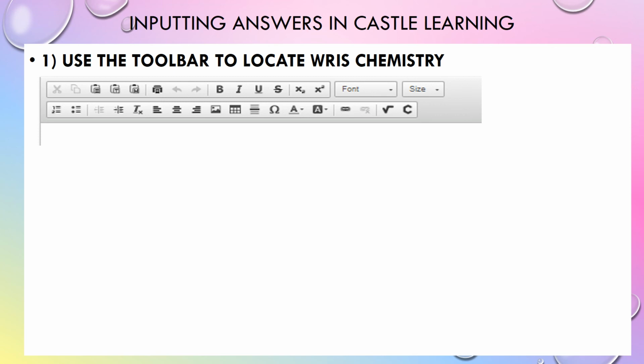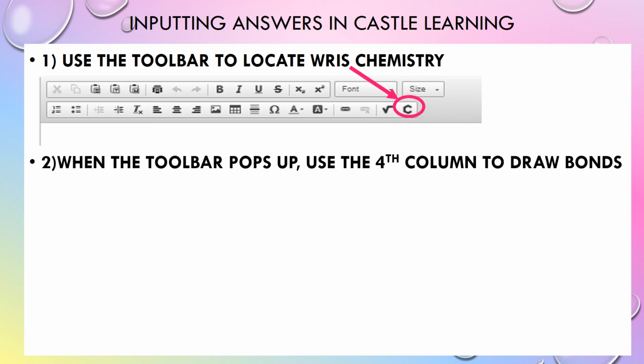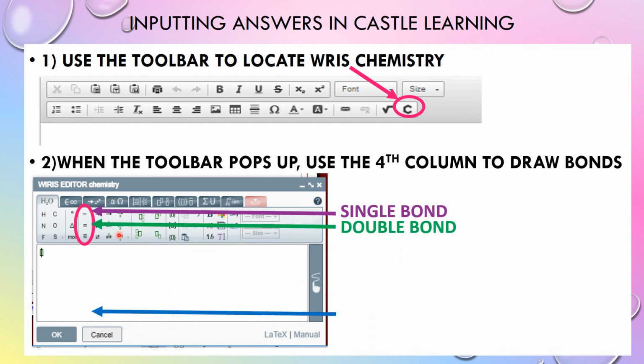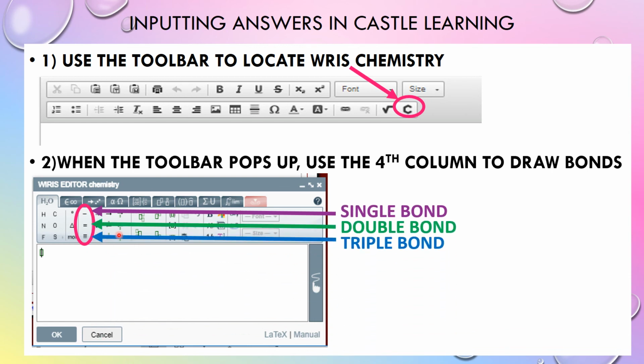So if you need to, again, on Castle Learning, input your answers. If you have to draw them, you can use the toolbar, Regents Chemistry. You can find that, and if you click on it, this should pop up. You should be able to put in your answers. If you're struggling with it, you can just send me a picture if you have to draw that particular structure and put the rest in on Castle Learning, okay? Again, this is for a single bond, double bond, triple bond. Okay, so use this today.